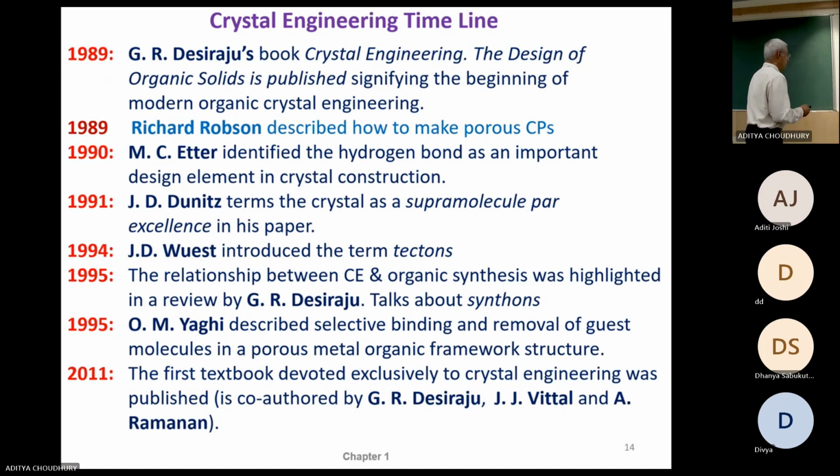And this is Professor Desiraju's book, so it was written accordingly. Desiraju's book on crystal engineering is one of the timeline milestones. And this is Robson's work, which described how to make porous CPs. Many people think that if a Nobel Prize is given for MOFs, his name should be first in the list, along with maybe Yaghi and Kitagawa. And Margaret Etter, who died due to cancer in 1994, identified hydrogen bonding as an important design element.